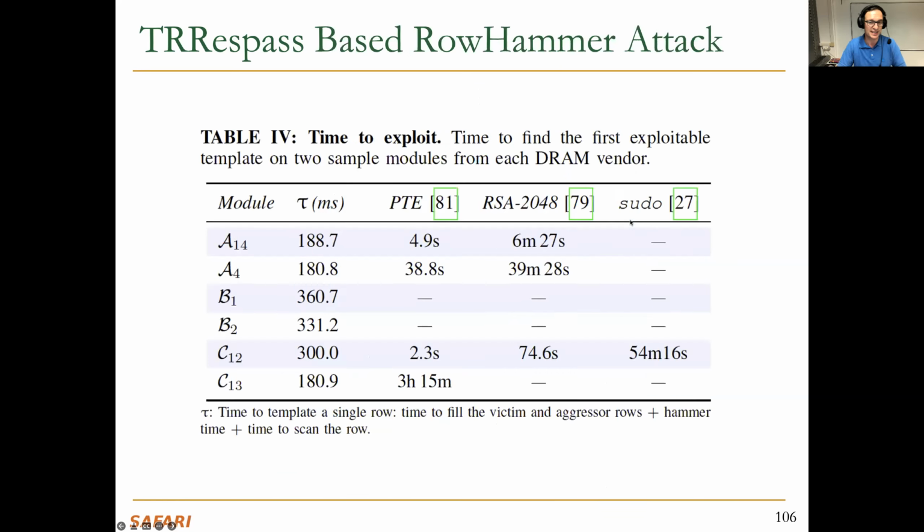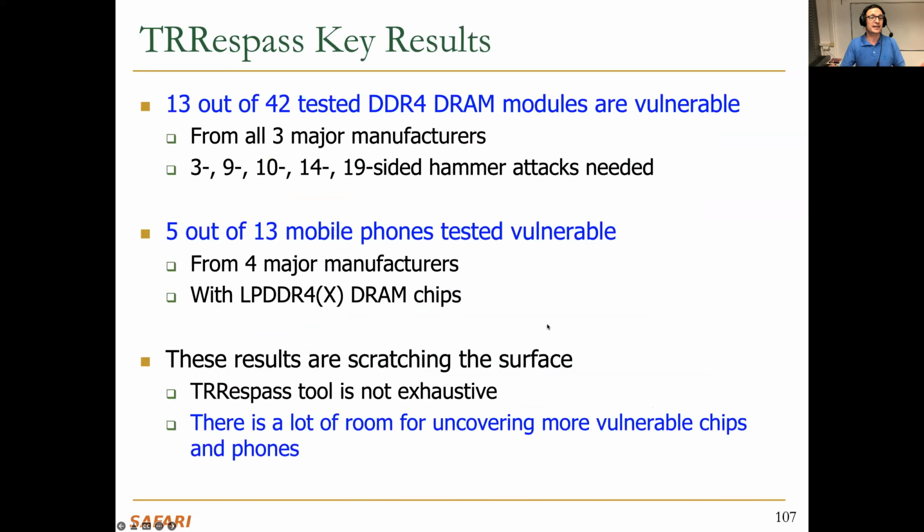And the paper is a lot more detailed, and the time to attack is actually relatively quick, as you can see over here. These are different types of RowHammer attacks, and time to attack is in terms of seconds or minutes sometimes. Okay, basically these are our key results.